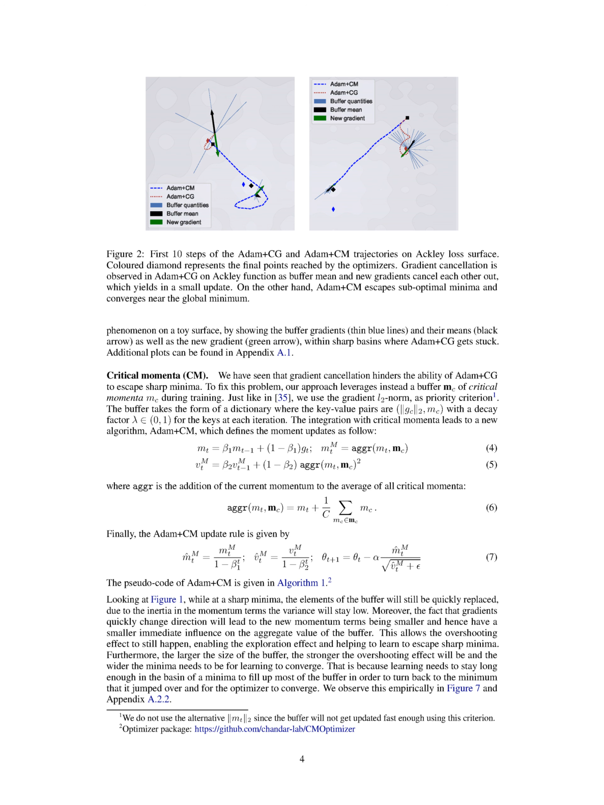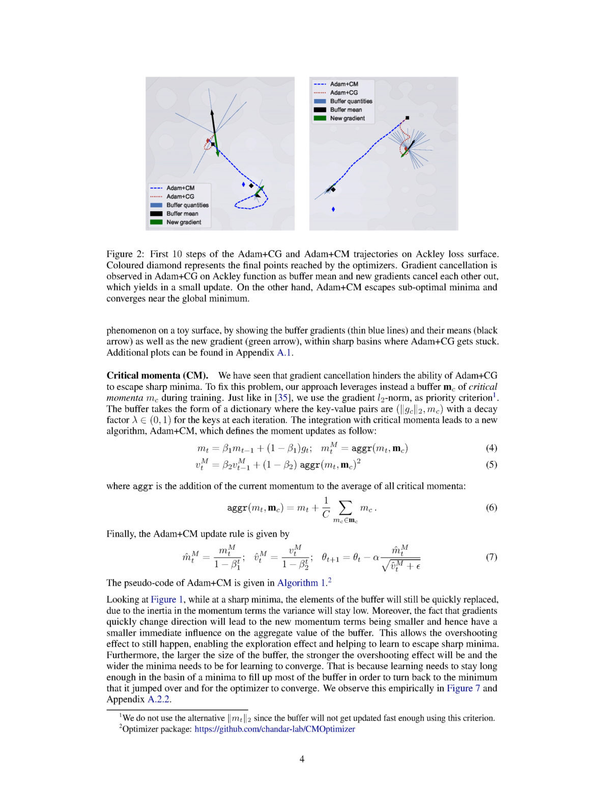When we're at a sharp minima, the elements of the buffer are quickly replaced, but the variance remains low due to the momentum term's inertia. The quick change in gradient direction results in smaller new momentum terms, which have less immediate impact on the buffer's aggregate value. This allows for an overshooting effect, which aids in exploring and escaping sharp minima.